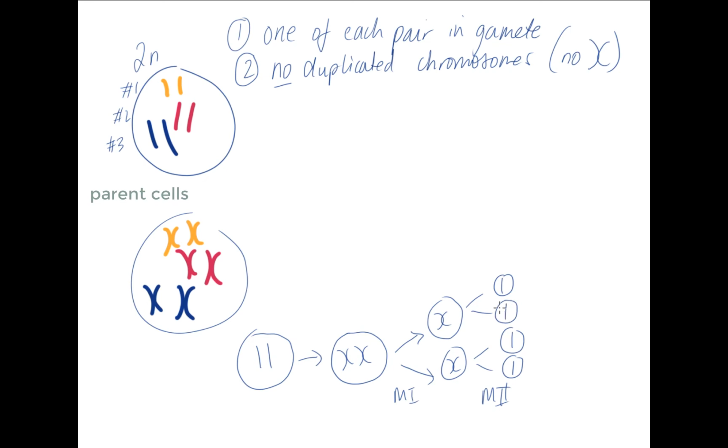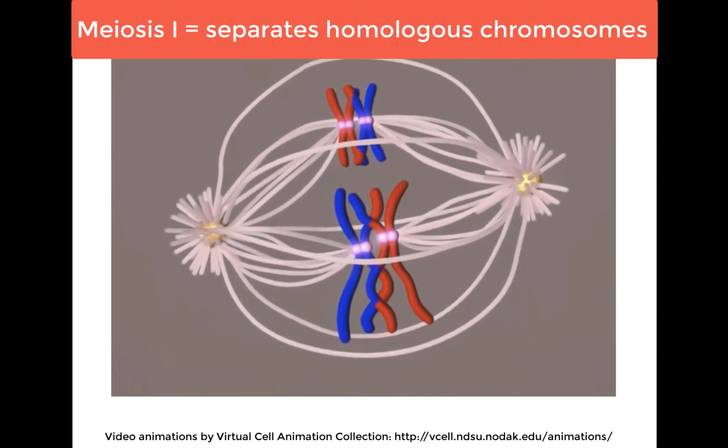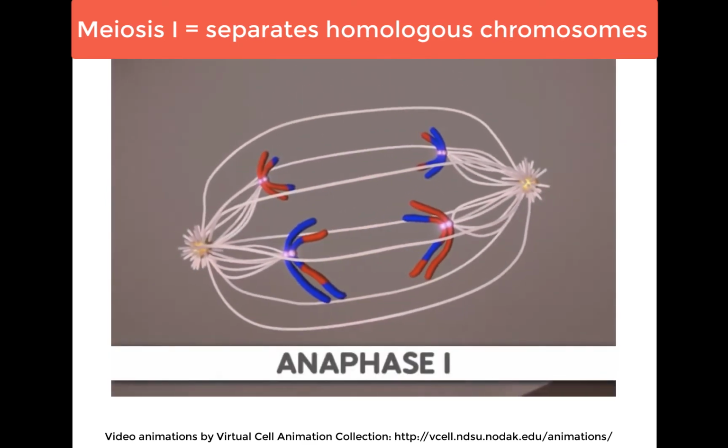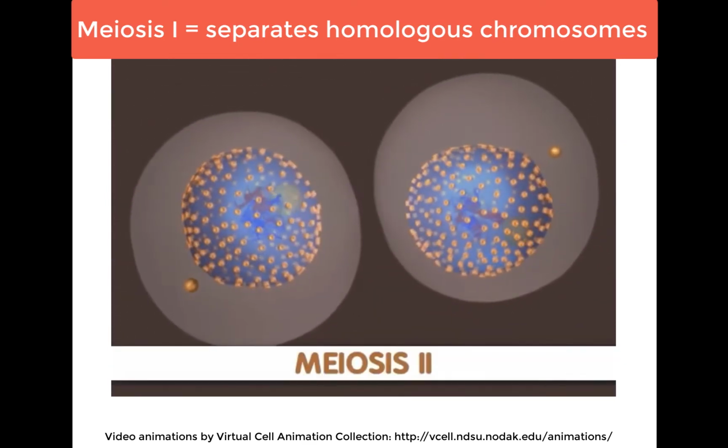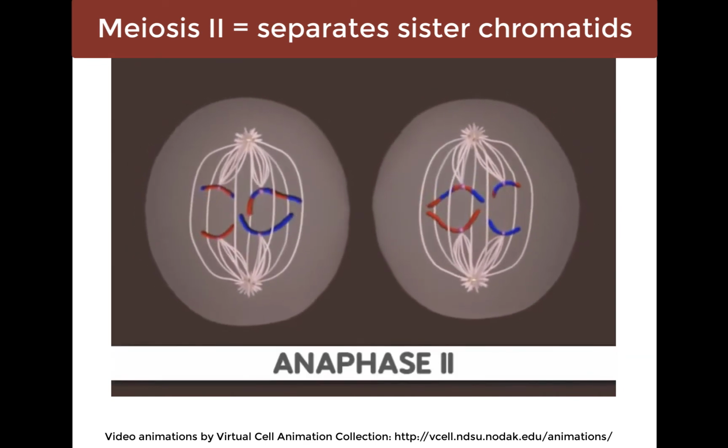And now there's crossing over happening in all of this, but in terms of what we should end up with in the end compared with the start, it's just one of each pair. So down here, one of each homologous pair goes in each gamete, and there should be no duplicated chromosomes. Meiosis 1 figures out separating the homologous chromosomes, and meiosis 2 separates those sister chromatids.